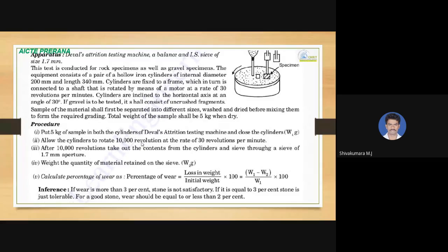If the wear is more than 3%, such kind of stone is not satisfactory for construction. If it is equal to 3%, that is just tolerable. For a good stone, wear should be less than 2%. That is good.